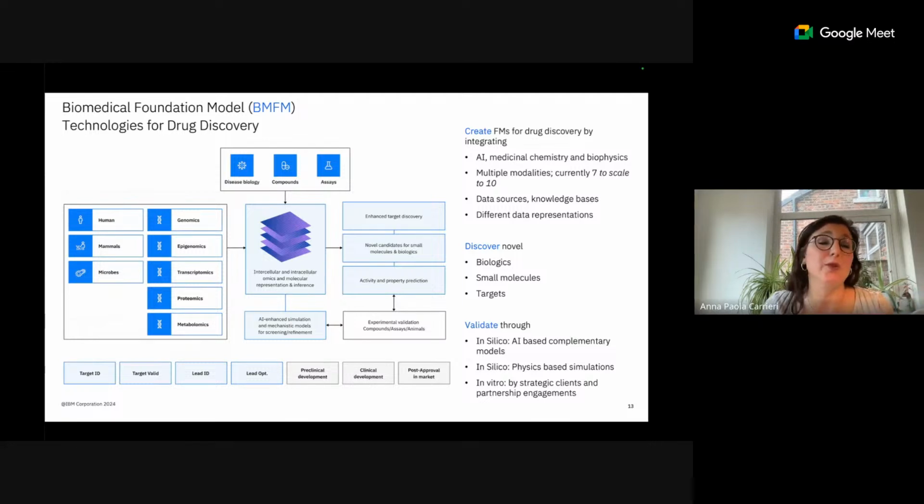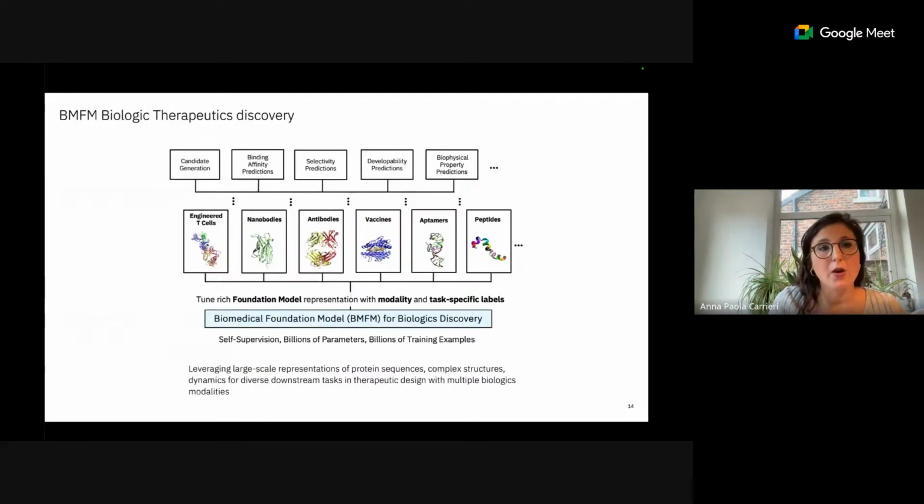As I said, we can always compare our results with traditional machine learning, or we can make physics-based simulation. But also, when we work with our partners, they have a wet lab, so they can actually validate in the lab our result when we generate new small molecules, new antibodies, and so on. Okay, so this is the biologics one.